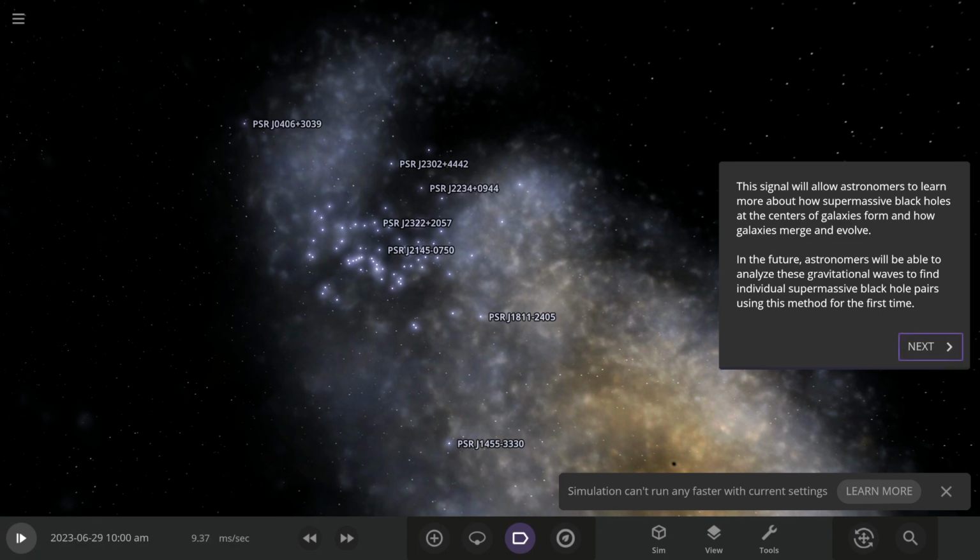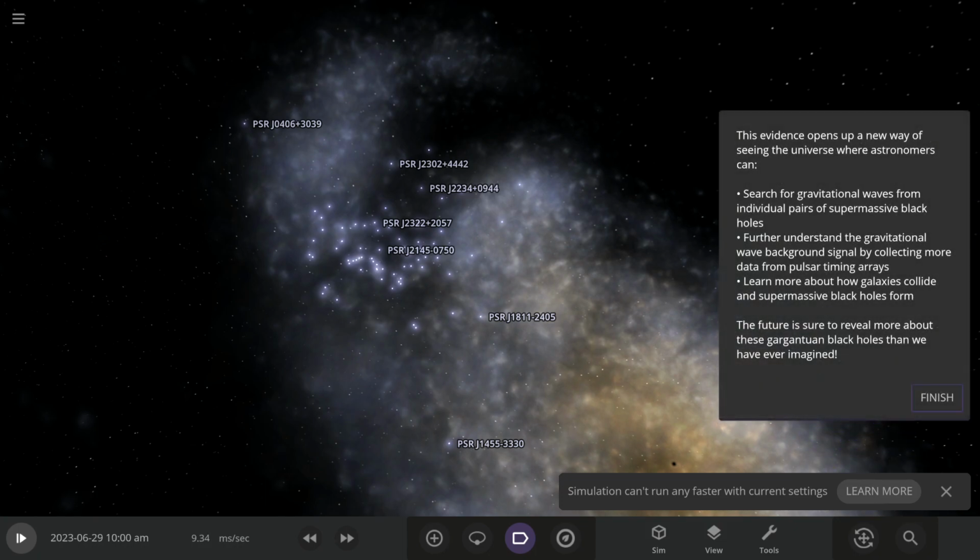This signal will allow astronomers to learn more about how supermassive black holes at the centers of galaxies form and how galaxies merge and evolve. In the future, astronomers will be able to analyze these gravitational waves to find individual supermassive black hole pairs using this method for the first time.